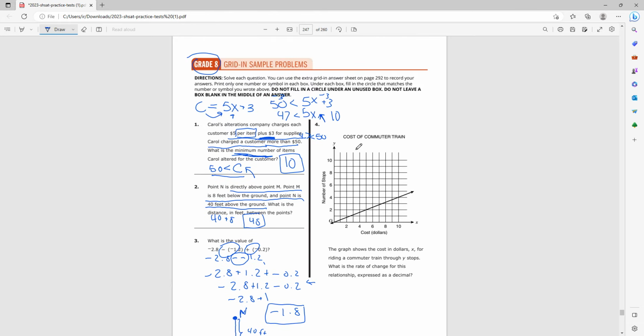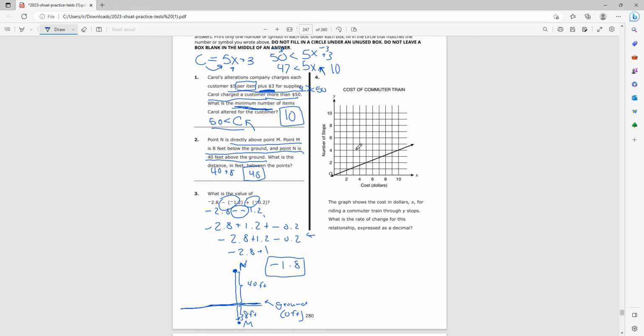So moving on to number 4, it gives us a graph, and it says that the graph shows the cost in $X for riding a commuter train through Y stops. What is the rate of change for this relationship expressed as a decimal? So it's asking us for the rate of change. Rate of change is the same thing as slope, right?